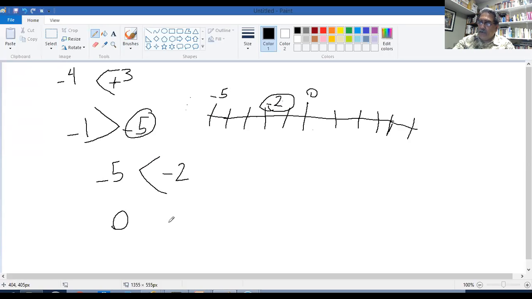If we have 0 and -3, which one is bigger? 0 is here, -3 is here. Which one is bigger? 0. 0 is bigger than -3. Okay? I hope this is clear.